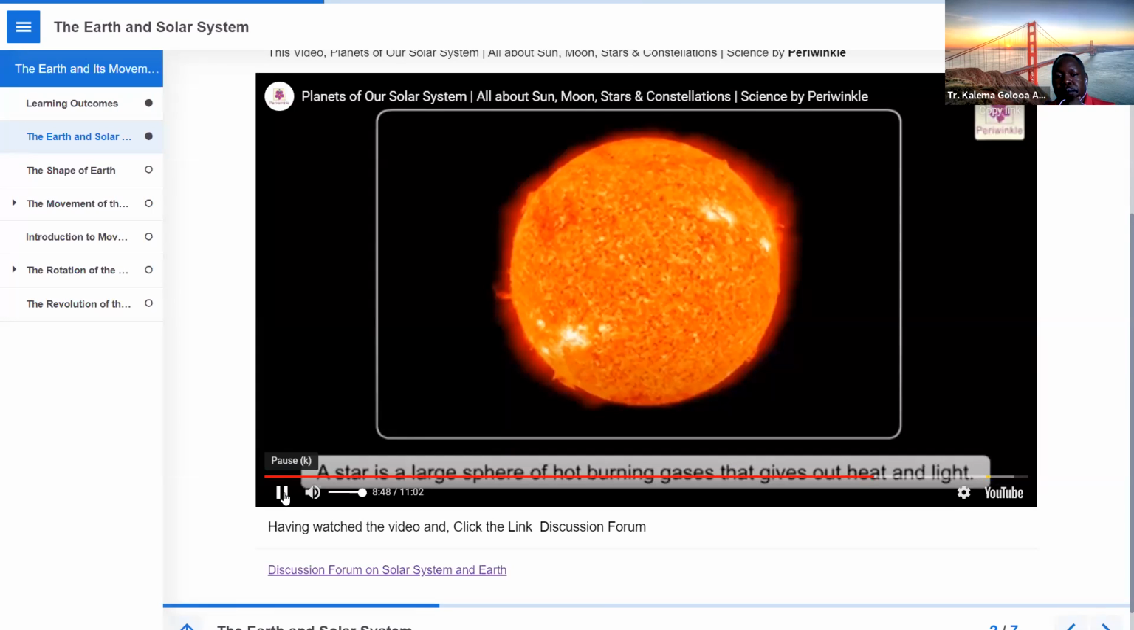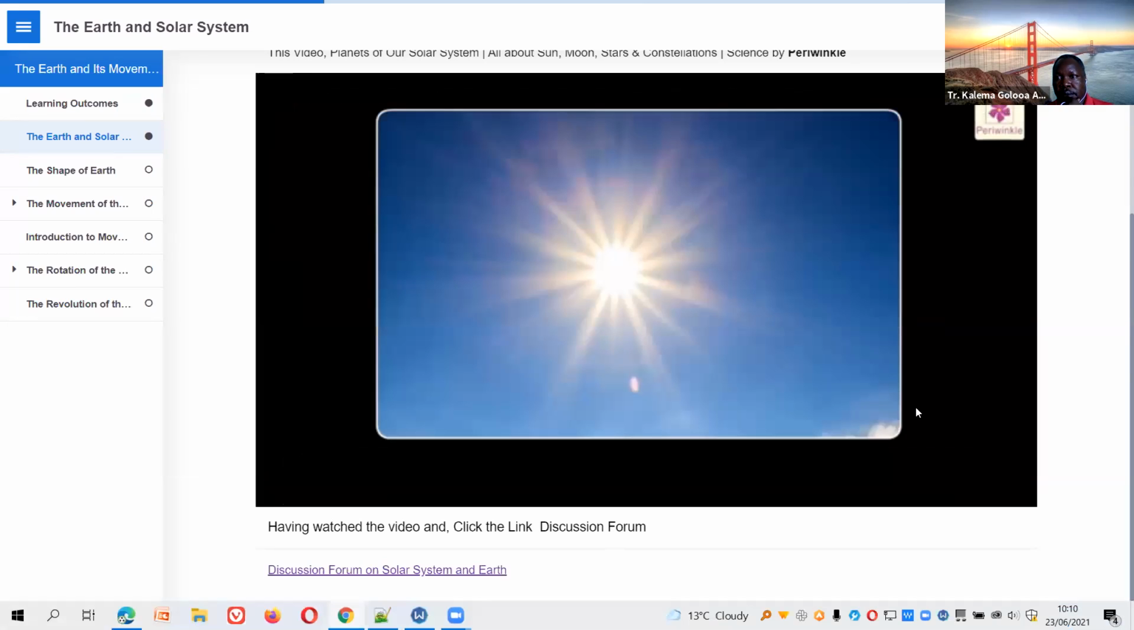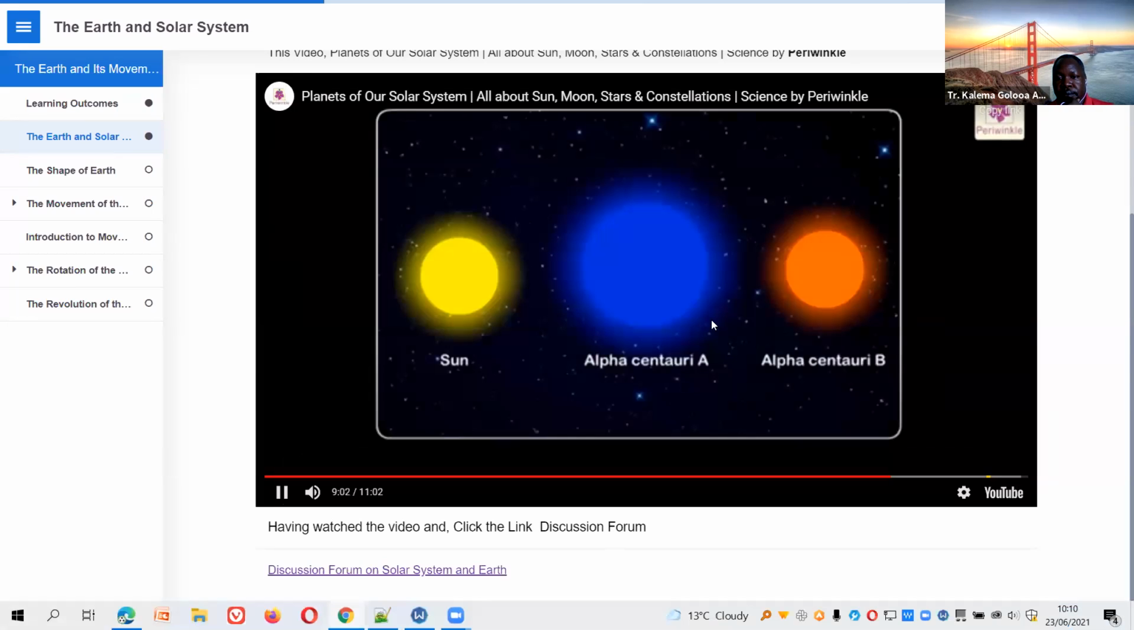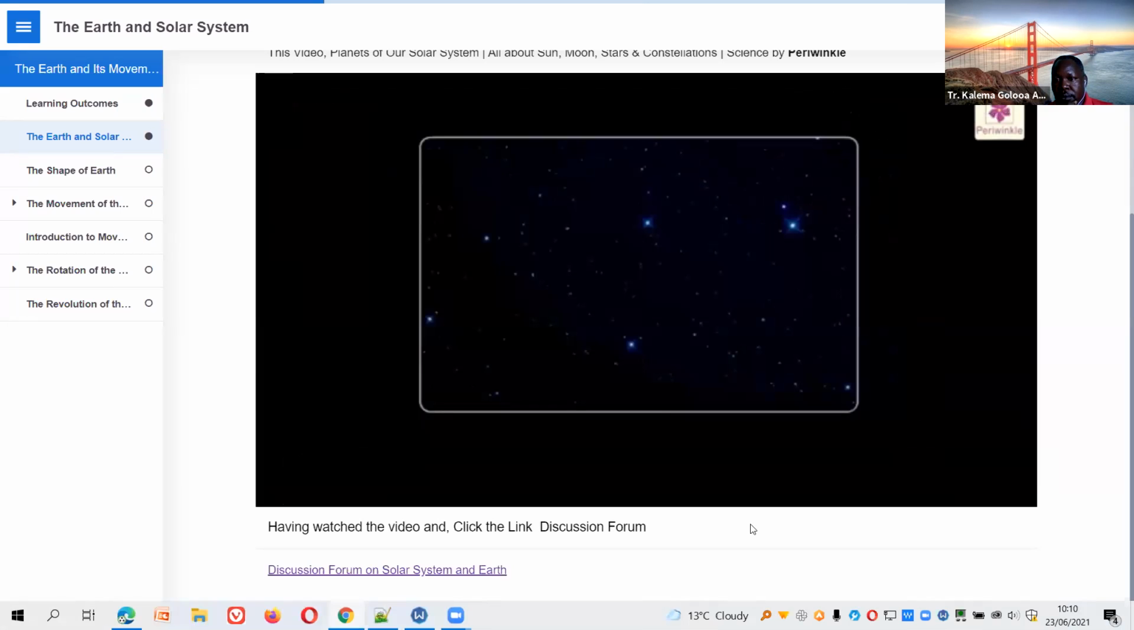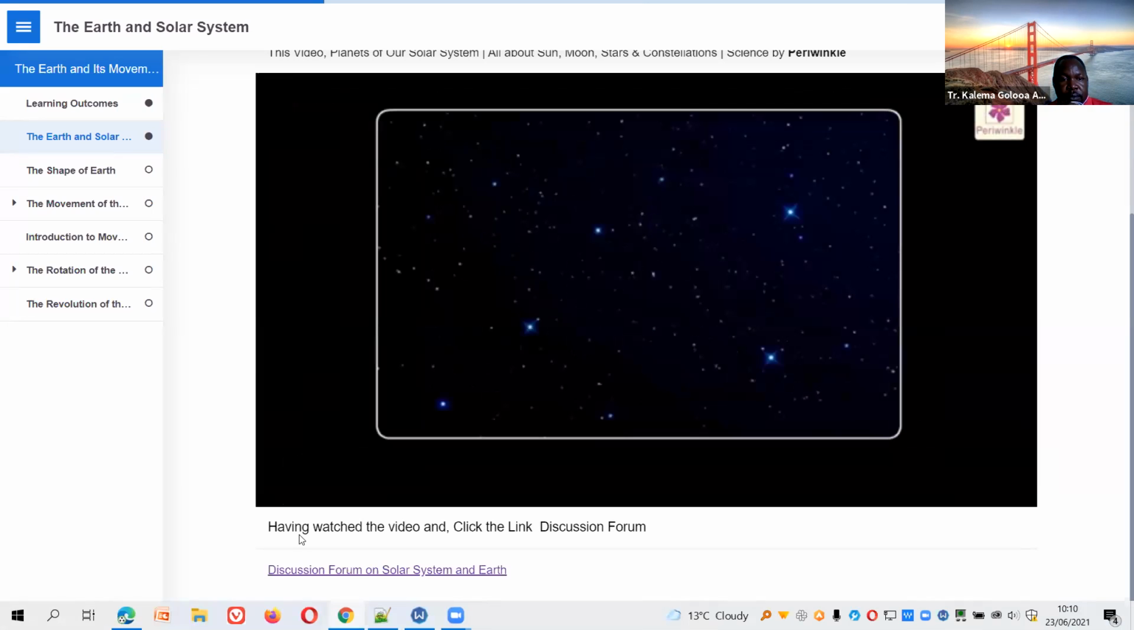Of hot burning gases that gives out heat and light. Our sun is a star. Some stars in the universe are much bigger than the sun. They appear as very small points of light in the sky because they are very far from the earth.